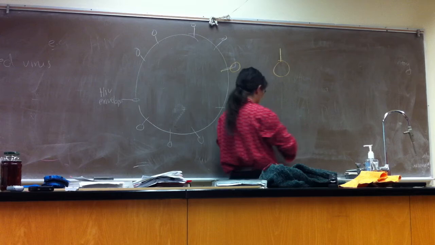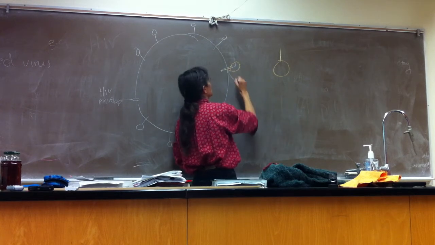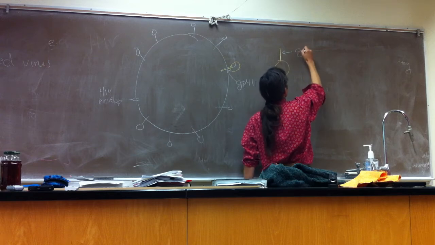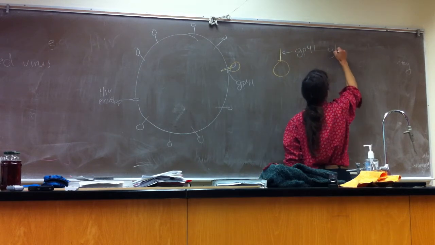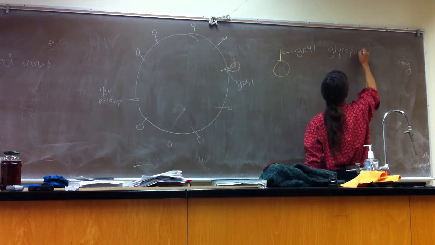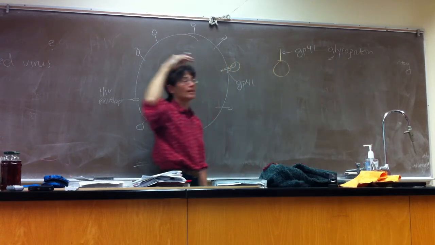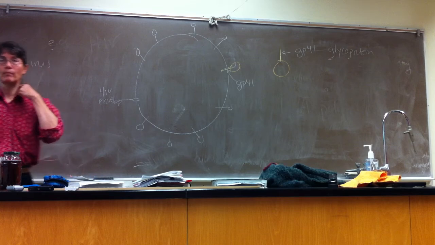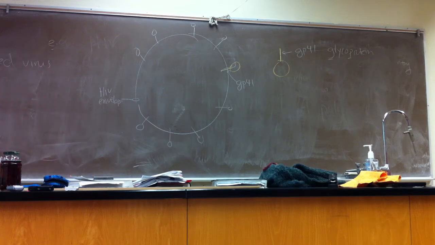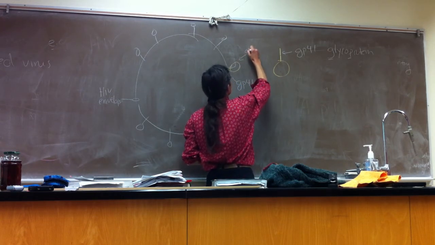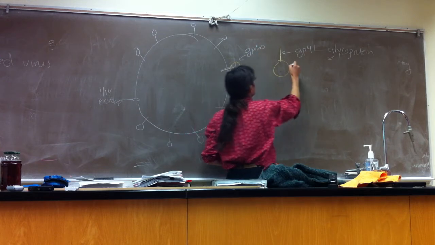The stick portion of the lollipop, this yellow portion, is called GP41. And GP stands for glycoprotein, because as with so many of these viral envelope proteins, they're proteins that have little sugar or carbohydrate attached. And 41 reflects its size. And then the sweet end of the lollipop is called GP120.